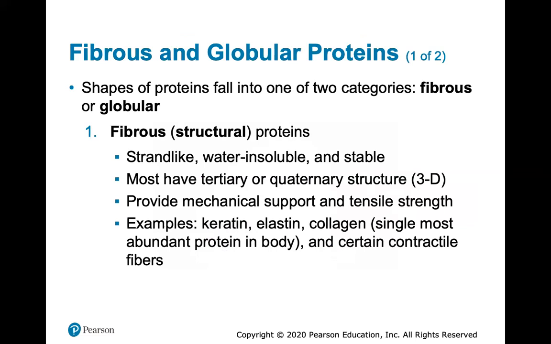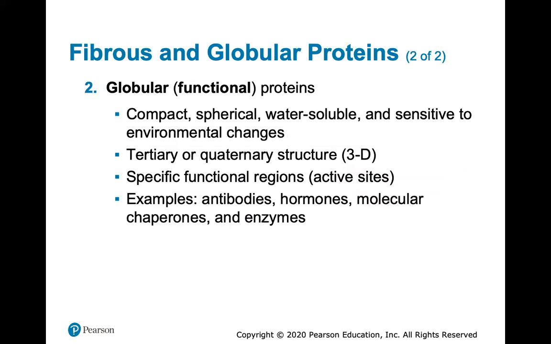Shapes of proteins can be either fibrous or globular. Fibrous proteins are structural proteins. They're more strand-like and water insoluble, so they do not dissolve in water. Most of them will have a 3D structure, and they provide mechanical support and tensile strength. Examples of these are keratin, elastin, collagen, and certain contractile fibers.